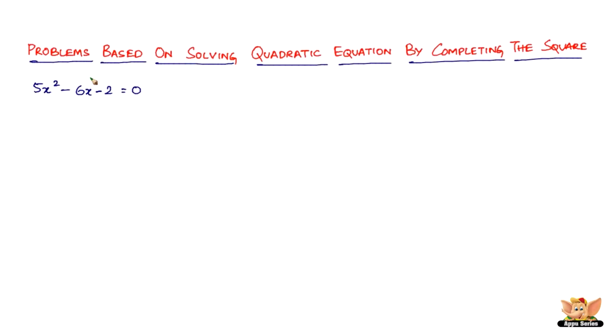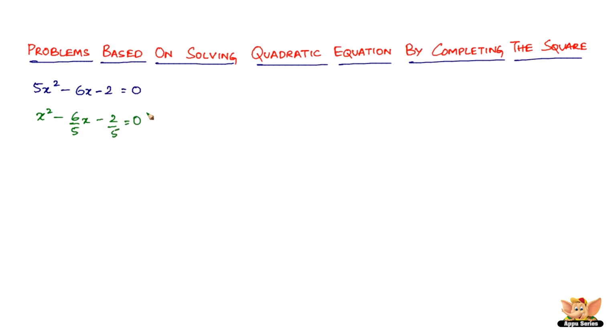In this video, let us continue to solve problems based on solving quadratic equation by completing the square. So we've got a quadratic equation here, 5x squared minus 6x minus 2 equals 0. Right, so the first step is obtaining the quadratic equation. We've done that. The second step is making the coefficient of x squared 1. So therefore, dividing throughout by 5, we get x squared minus 6 by 5x minus 2 by 5 equals 0.